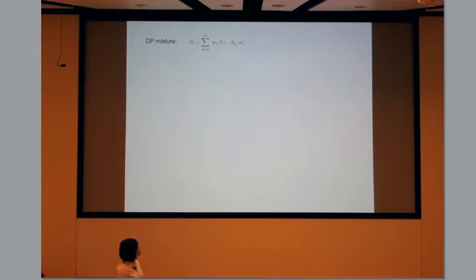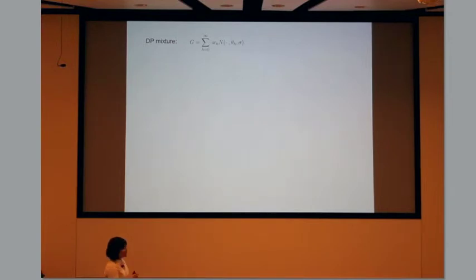So DP mixture here is very simple. It's actually a mixture of an unlimited number of some distributions. Here they are still normal distributions. It has been proven that a mixture of normal distributions can approximate any absolutely continuous distribution. So this DP mixture model will have a large support under large classes of distributions.